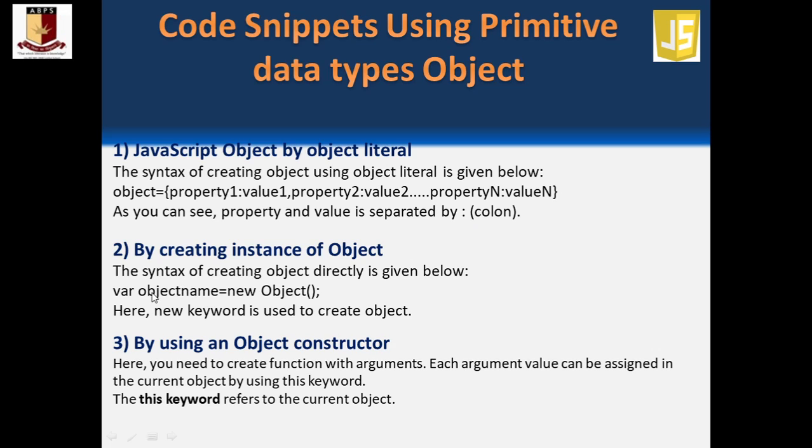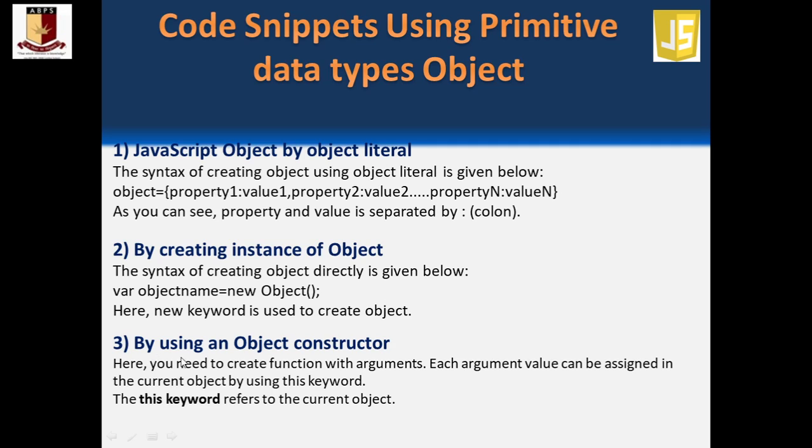Okay, next is by creating an instance of an object. The syntax of creating an object directly is given below: var, the object name, and then the keyword new, and the object you want. So here the new keyword is used. I'll show you practically so you can easily understand.